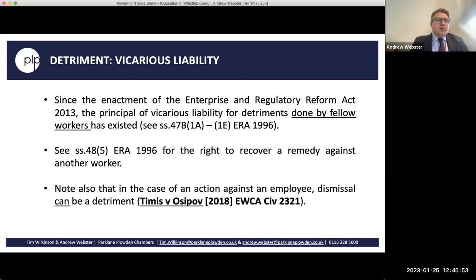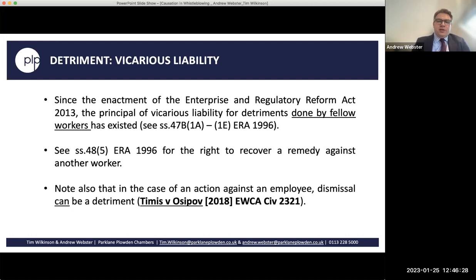Now, we already know that pursuant to 47B(2), in the case of an employee complaining about dismissal, that's a Section 103A claim, not a Section 47B detriment claim. But I mentioned a slight nuance to which I said I would return. What about the situation in which a worker wants to bring a claim against a worker in relation to dismissal, so against a worker, not the employer? A worker can't be liable for unfair dismissal, so the Section 103A claim can't be brought. Can the worker in that situation bring a detriment claim against the worker in respect of their dismissal?